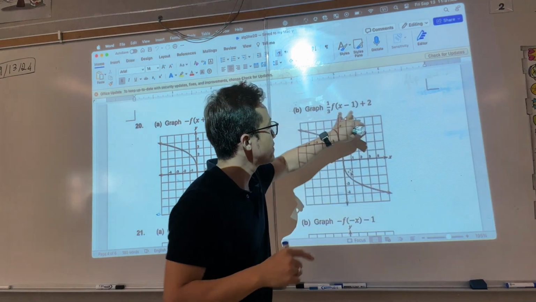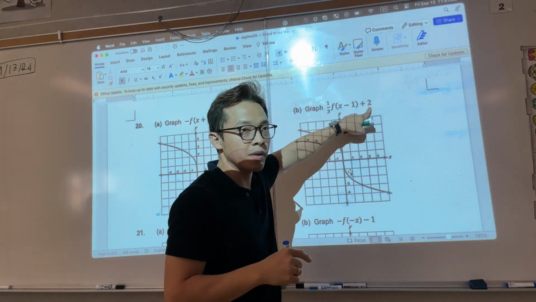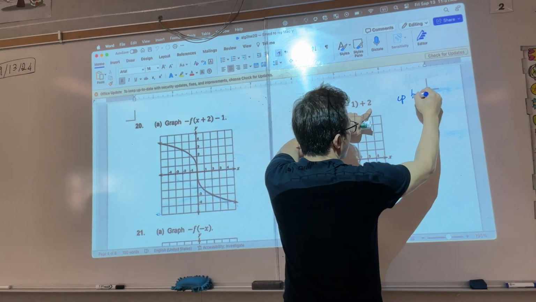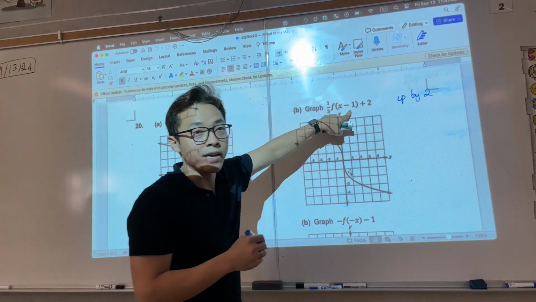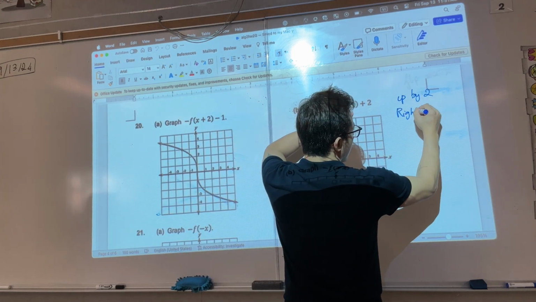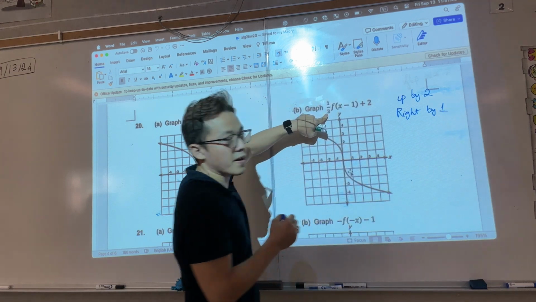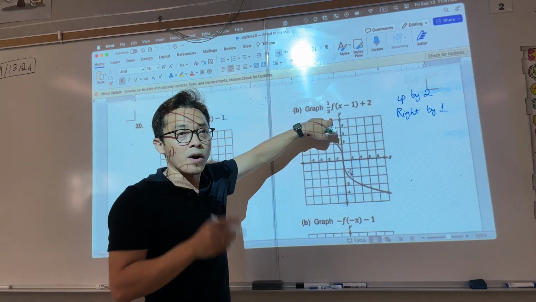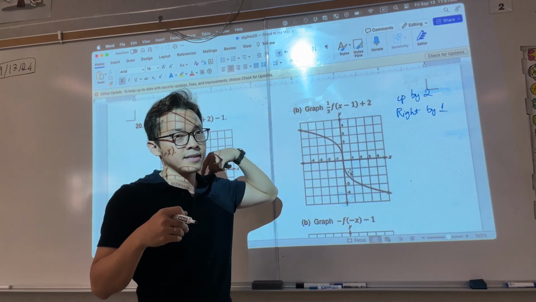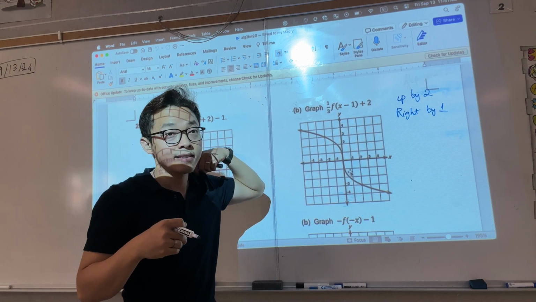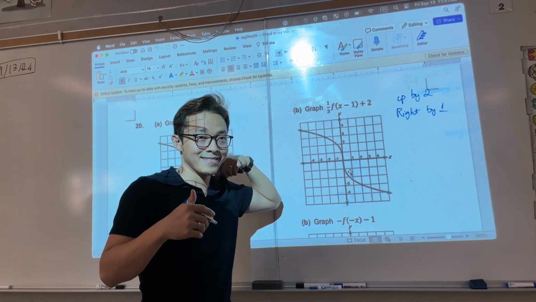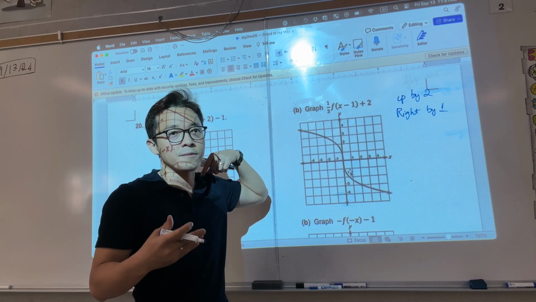What is the 2 doing over here? Up by 2? Okay. What is the -1 inside doing here? Right by 1. Okay, what is the 1/3 on the front? 1/3 is between 0 and 1. What are they doing? Shrinking or stretching? Is that a question or a statement? Confident, be confident. Stretching or shrinking.